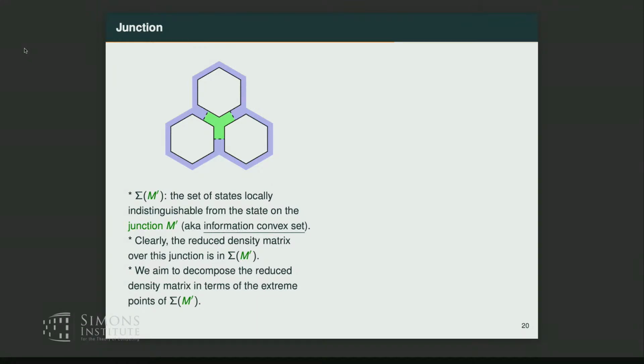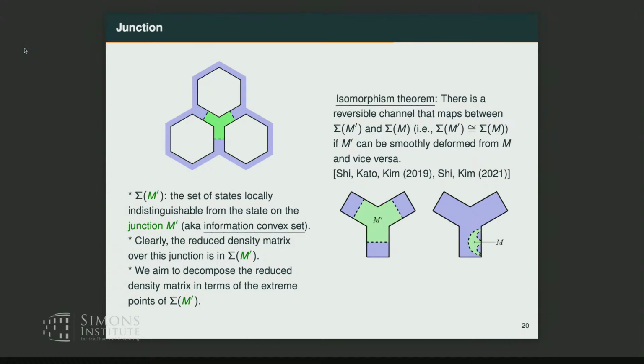Now, here's the reason why this is actually useful. So for these sets called information convex sets, Rowan and Kotaro and I proved this theorem, which says the following. So here's the key part. Sigma of M prime is isomorphic to sigma of M. So it turns out that there's an affine map between the two. And in fact, this is realized by some reversible channel. So this channel turns out to preserve the distance between any two pairs of elements in these sets. In that sense, it is isomorphic.